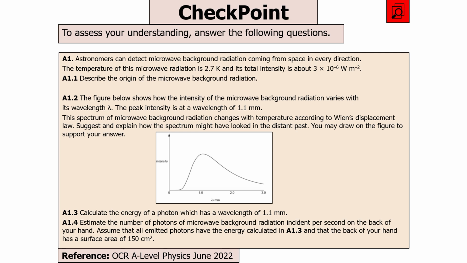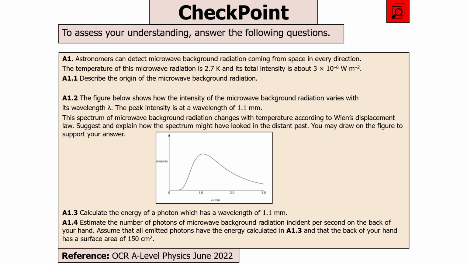The next question says, astronomers can detect microwave background radiation coming from space in every direction. The temperature of this microwave radiation is 2.7 Kelvin and its total intensity is about 3 times 10 to the minus 6 watts per meter squared. Describe the origin of the microwave background radiation. The figure below shows how the intensity of the microwave background radiation varies with its wavelength lambda. The peak intensity is at a wavelength of 1.1 millimeters. This spectrum of the microwave background radiation changes with the temperature according to Wien's displacement law. Suggest and explain how the spectrum might have looked in the distant past.